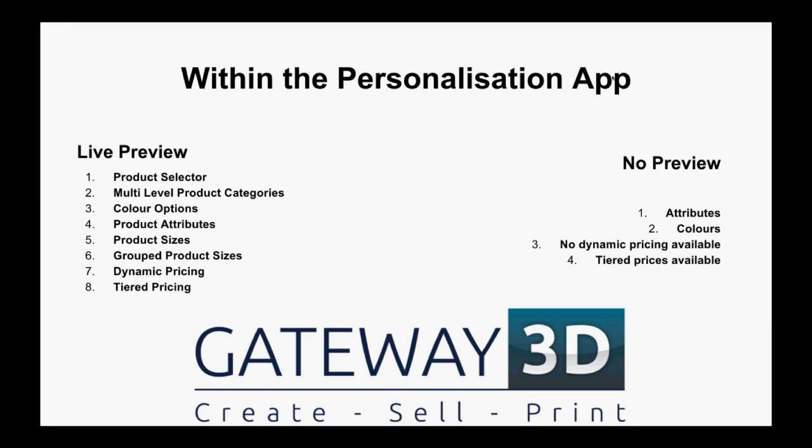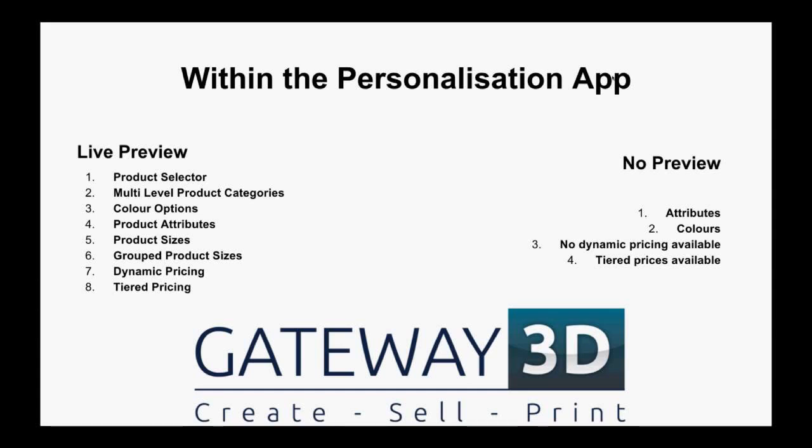The product size itself, which allows you to auto resize artwork to fit your print area. The grouped product sizes, which allows multiple choices and uses separate SKUs. Dynamic pricing, which is available on all options plus the print areas as well. And also we have tiered pricing, which is available on all base products.